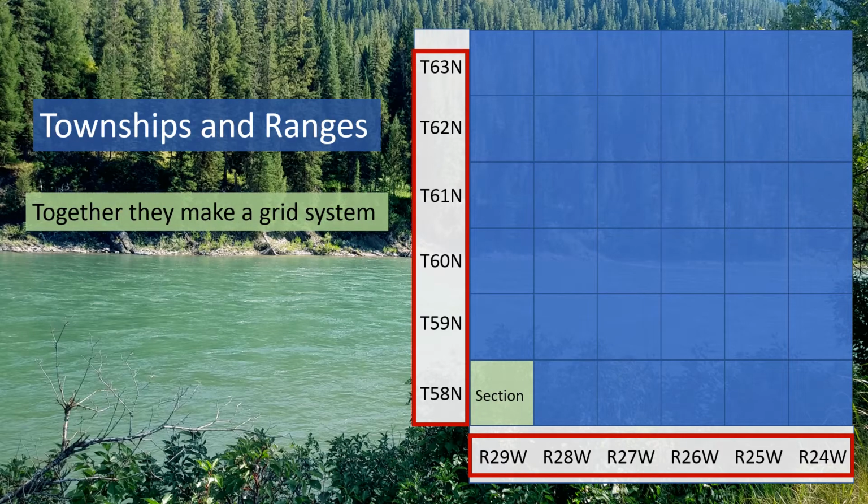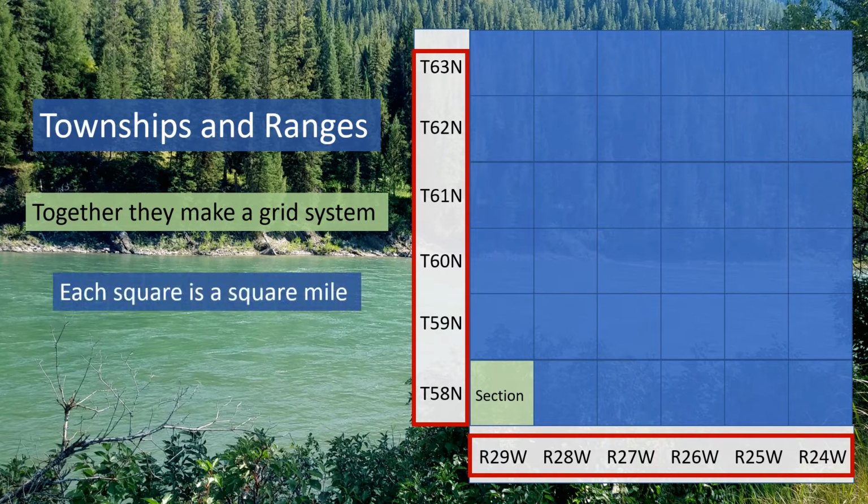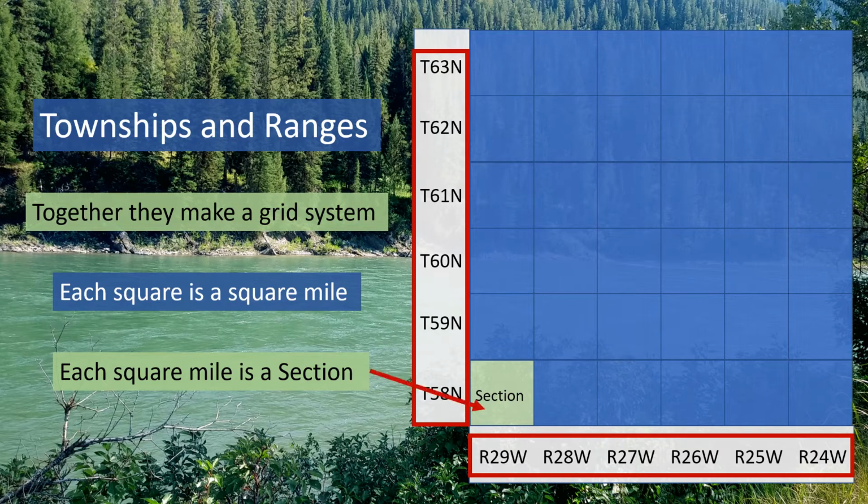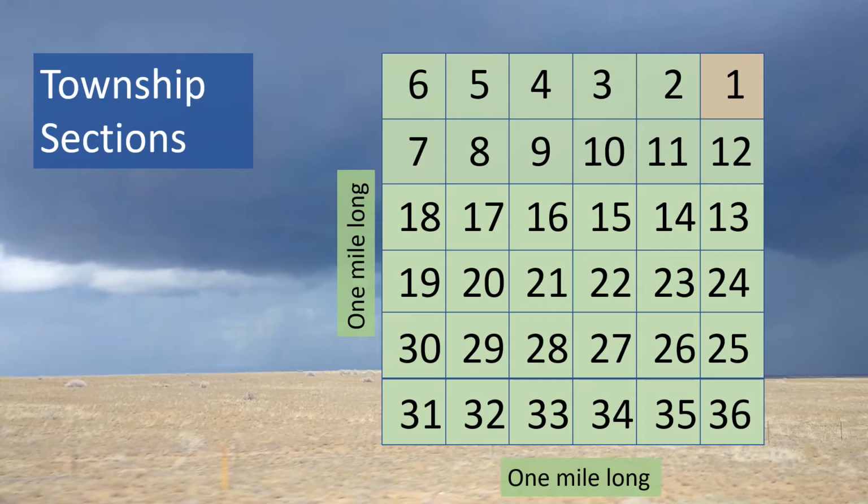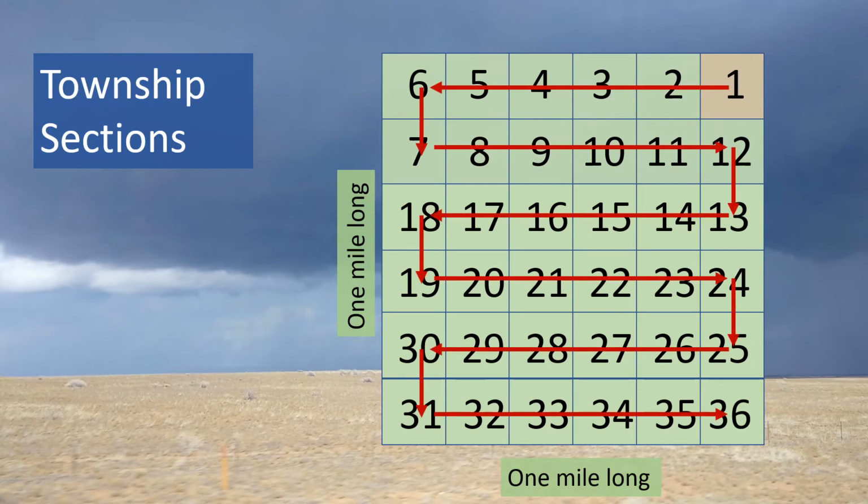Together they make up a grid. Each square is a section. Each section is 1 square mile. Now let's look at Township 58 north and range 29 west. Each township is divided into 36 square miles. Notice how they are numbered, starting with 1 in the northeast or top right corner.